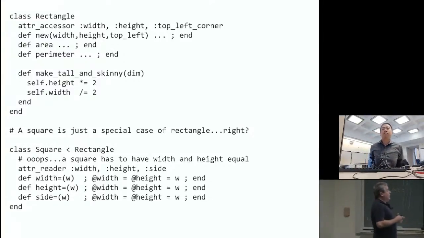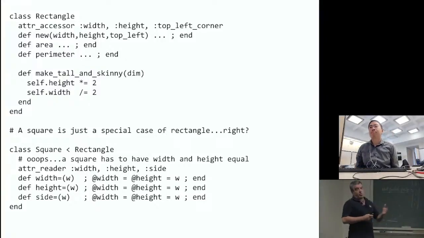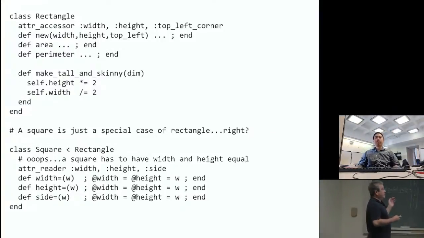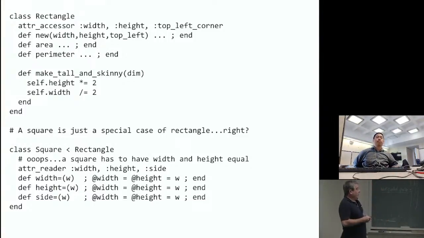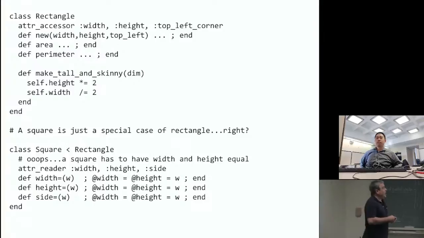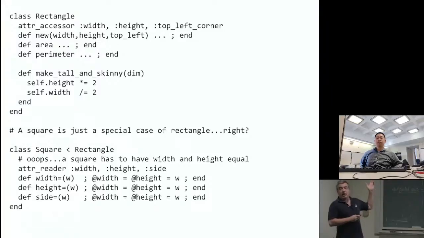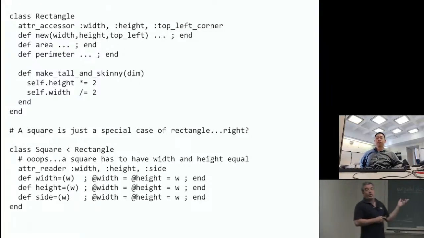And if you now say, well, I also need a square, but really a square is just a kind of rectangle, because in some sense, every square is a rectangle, although not conversely. So a square, if we say it's a subclass of rectangle, we run into the problem that when we try to set its height or width, the whole problem with a square is that those are supposed to be the same. The real problem is that if you try to pass a square to a function that expects a rectangle, and that function tries to call make tall and skinny, which is a perfectly legal thing to do on an instance of rectangle, then square is in trouble, because there's no way that it can realistically implement that, right?